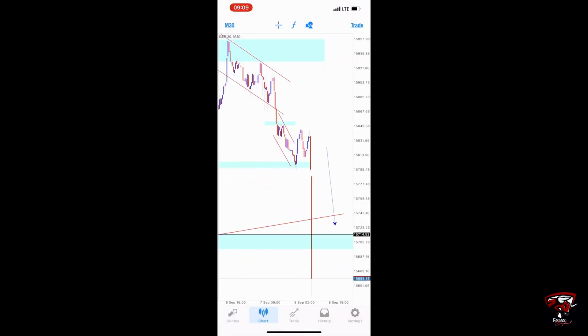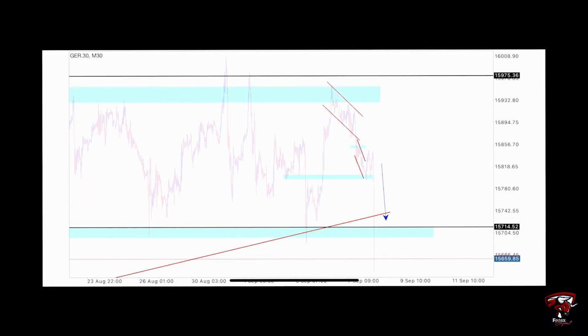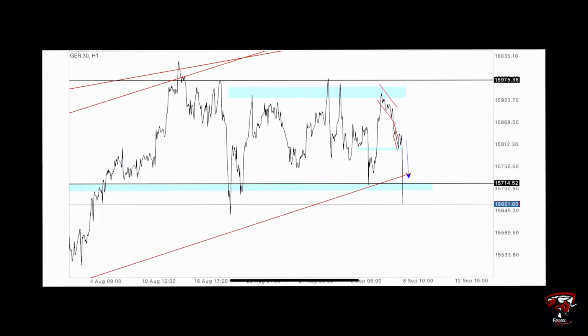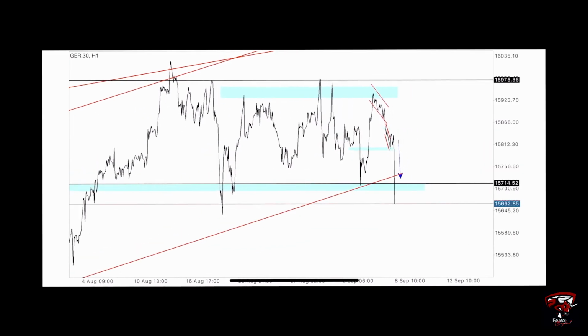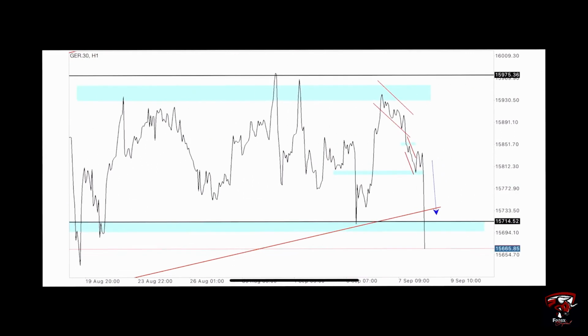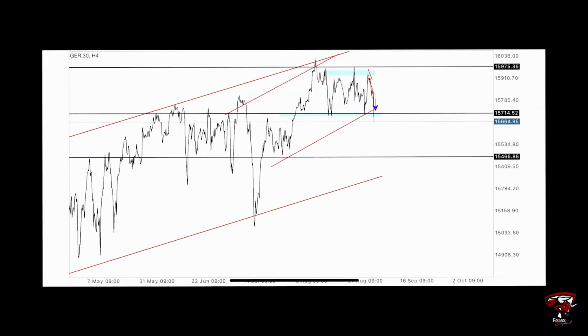Now currently let's analyze German 30. What do we see from this side? We already see that German 30 dropped like we did say. So you have to understand that I actually ate this whole move on my other big account. However, on this small account, I make sure that I do pay myself as much as I possibly can by scalping as much as I possibly can.